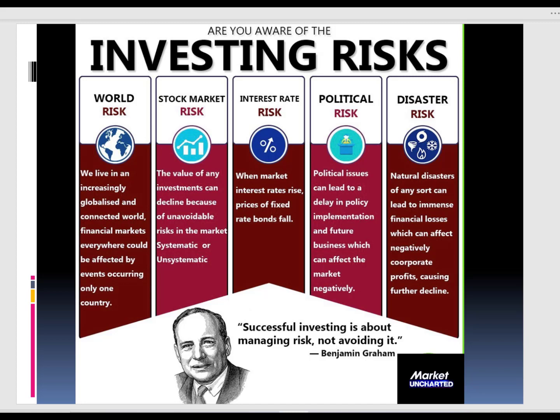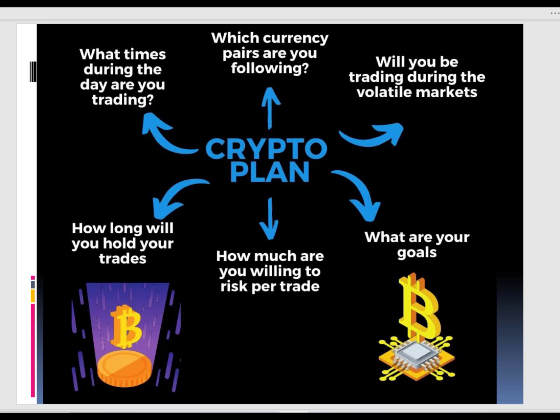Then I leave you here with a Benjamin Graham quote: successful investing is about managing risk, not avoiding it. You also have to have a plan. I have it here as a crypto plan, but I think it's important for every type of asset out there that you wish to trade. We start with: which currency pairs are you following? This is important. If you are trading in a given market, you need to hedge yourself with a currency pair. For example, if I have my money in dollars and I want to invest in a European stock, or vice versa, I need to also be checking the euro dollar and the strength between these two currencies.